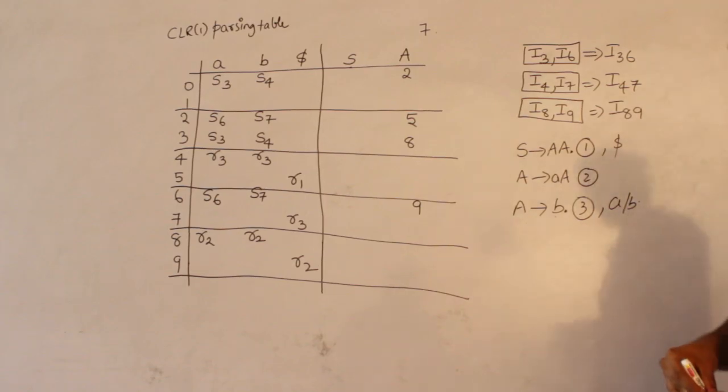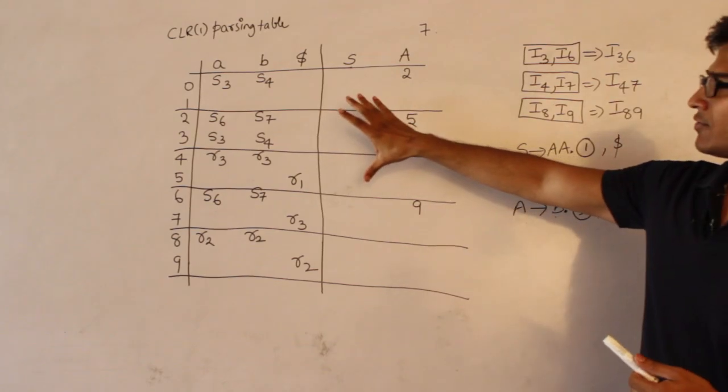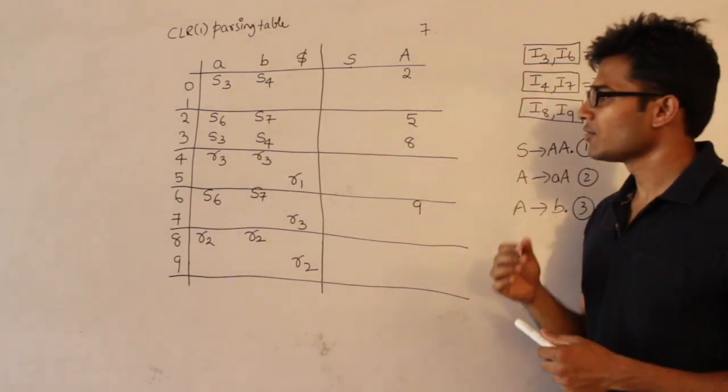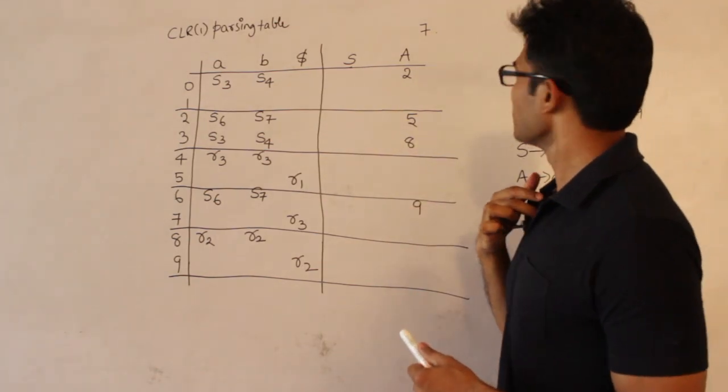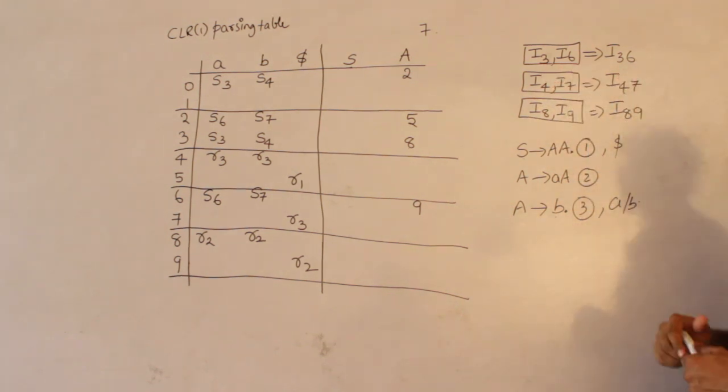Okay. Now by merging these states into a single state, we could actually reduce the size of the CLR1 parsing table. How I could reduce the size of the CLR1 parsing table is, wherever there is 3 or 6, I am going to replace it with 3, 6.